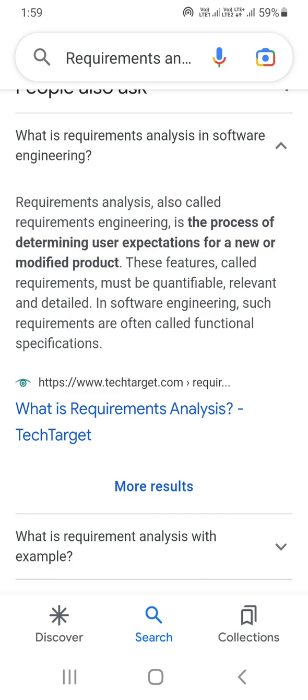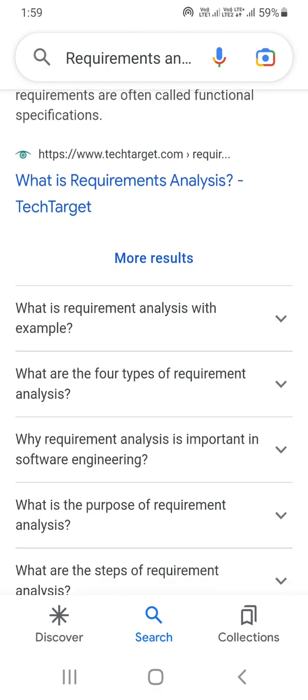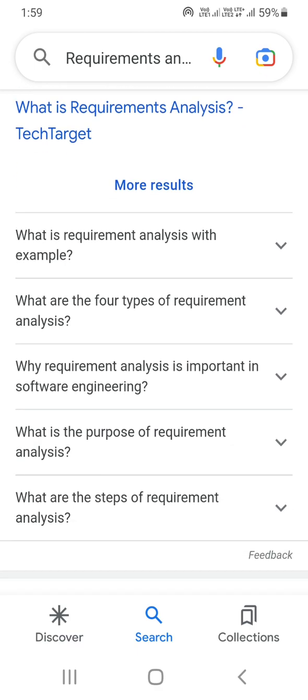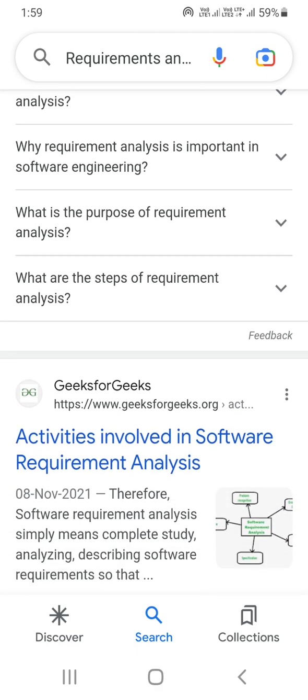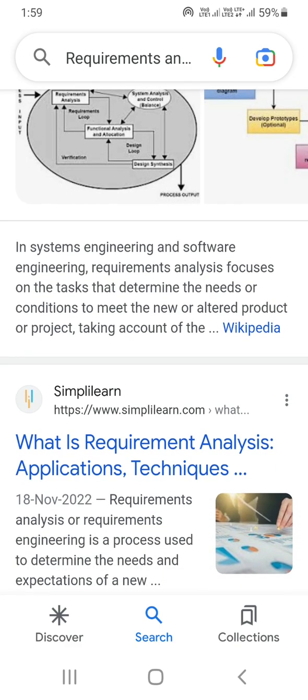And in that you have software requirement specification, developing use cases, UML, and analysis patterns, negotiating requirements, validating requirements. So this was the requirement analysis for the software engineers to know.